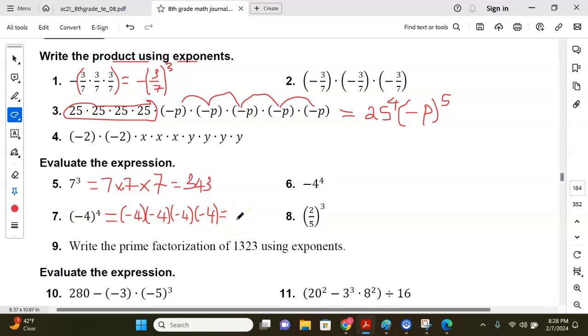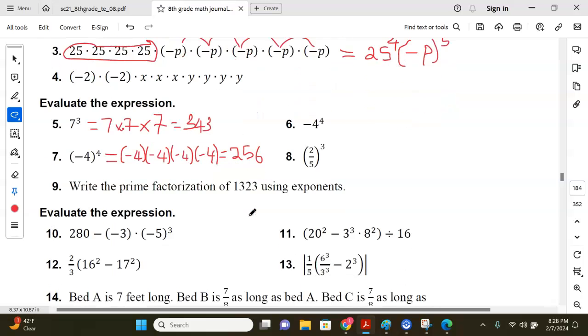And then you take 4 times 4 times 4 times 4. Well, 4 times 4 is 16, and then 4 times 4 again is 16. So 16 squared, or 16 times 16, is 256. Or you can take 4 times 4 is 16, 16 times 4 is 64, and 64 times 4 will give you 256. That's number 7.